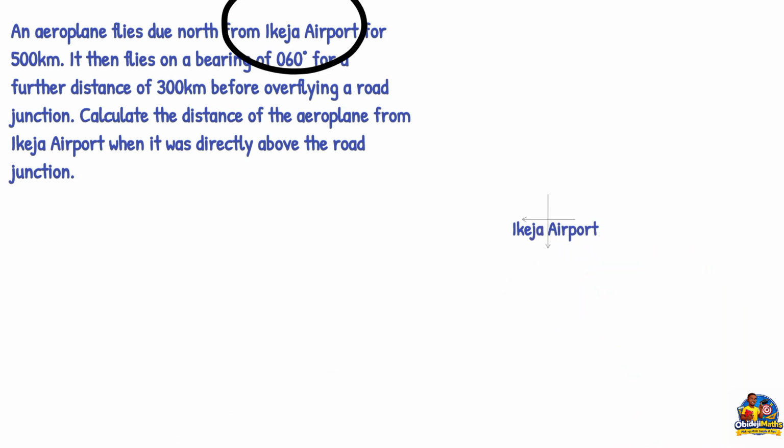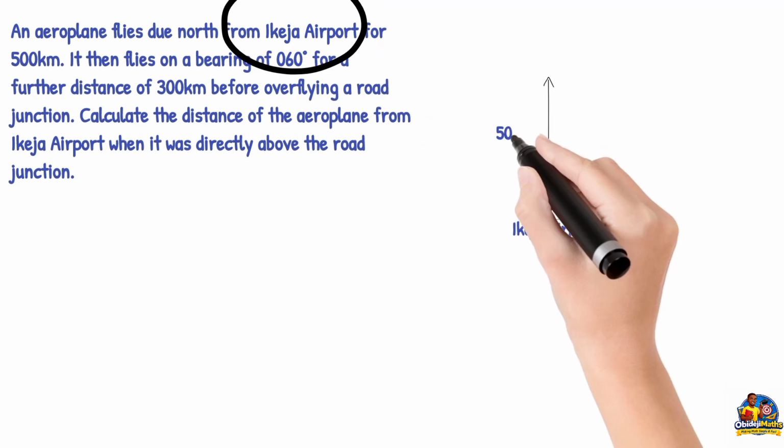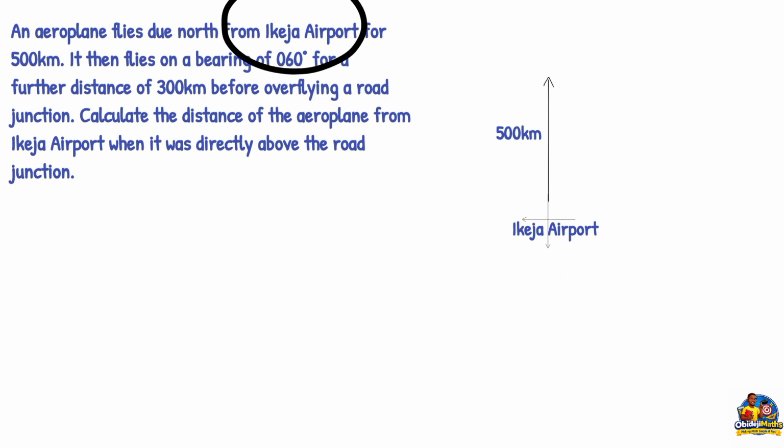So the aeroplane flies due north. From Ikeja Airport, the aeroplane flies directly to the north. That's the line, directly to the north for 500 kilometers. That's the distance covered by the aeroplane.